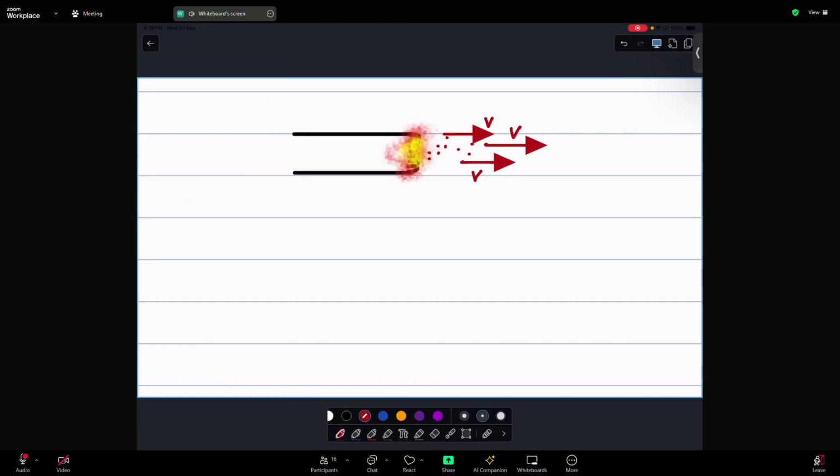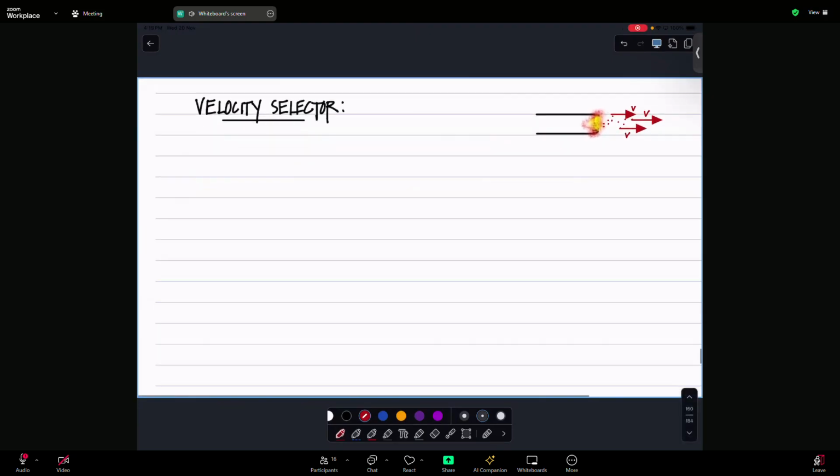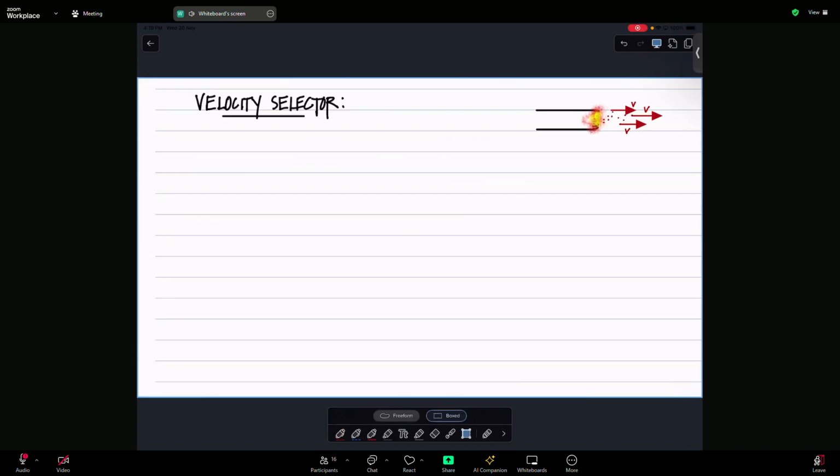So how do we control their speed? For that, there's a device here called the velocity selector. This velocity selector will allow you to select the velocity of your particles. I mean, literally, what velocity you want. Let's say 4,000 meters per second. You can actually set that. How do you set it? We're going to see right now.